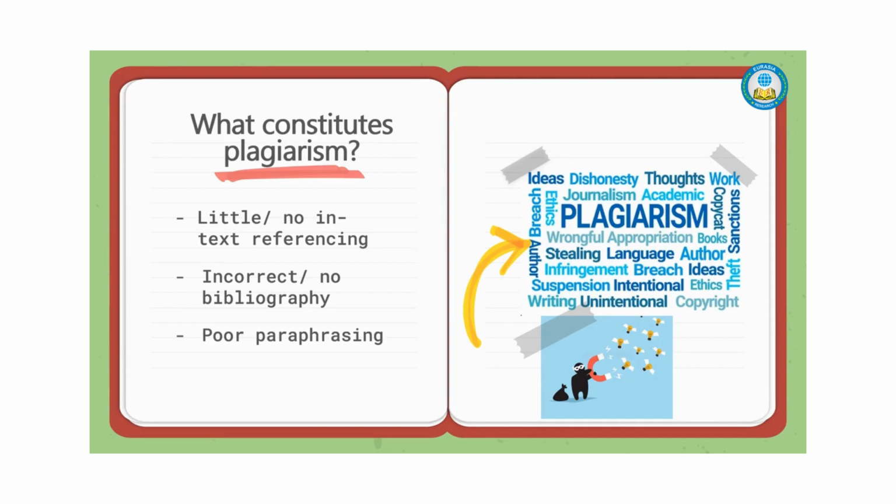We can say that a submission has been plagiarized if the student has omitted to insert adequate, correctly formatted in-text references, if the submission has no bibliography, or if the sources in the bibliography are incorrectly formatted, and finally, if the submission has been poorly paraphrased. This would mean that the student has copied sections of text directly from the original source without using the correct referencing format for a quotation.